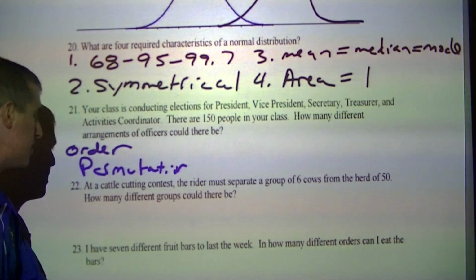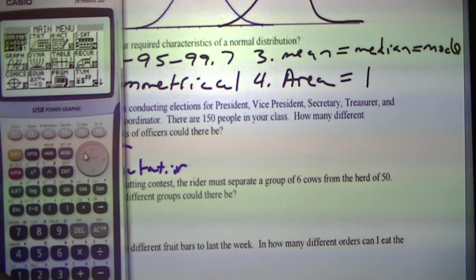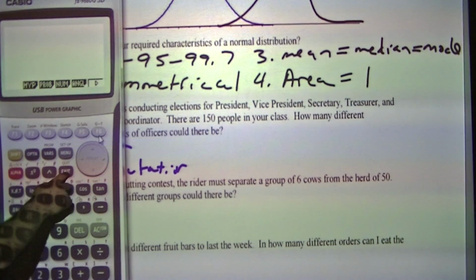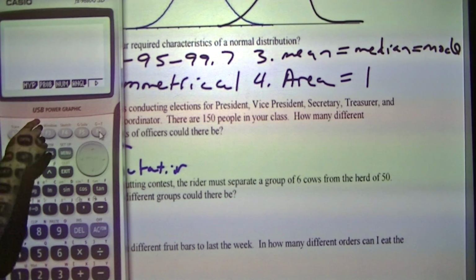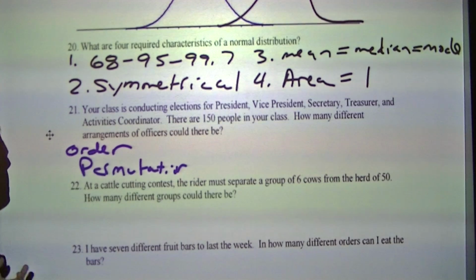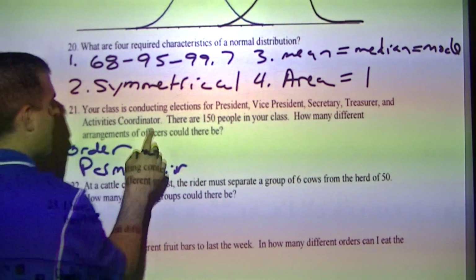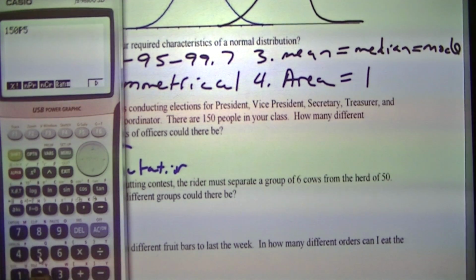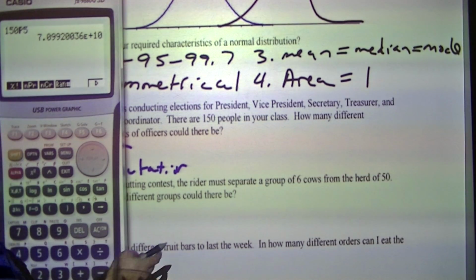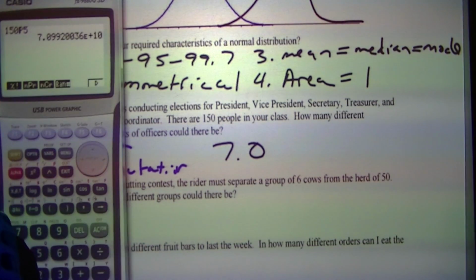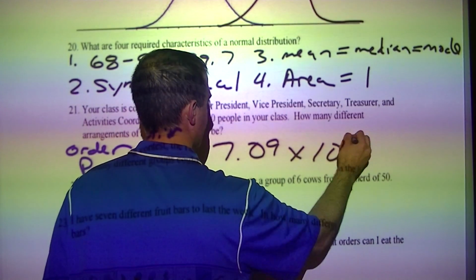So what I want to do is go to option, use F6, probability, and I want to use P. How many people am I choosing? 1, 2, 3, 4, and 5. So it's 150, and I want a permutation to choose 5 because obviously the order matters. It's a very large number, so that's going to be 7.09 times 10 to the 10th.